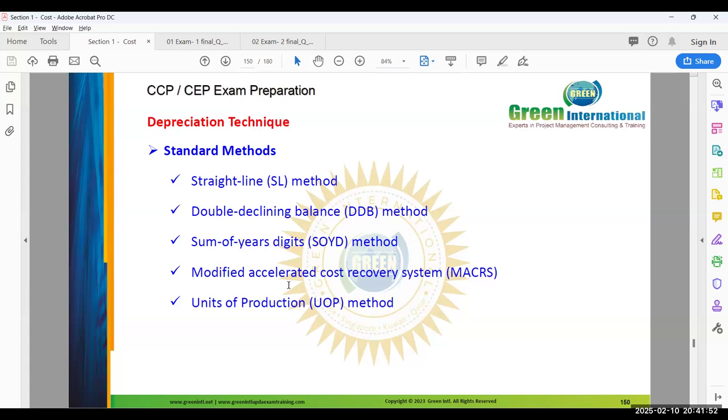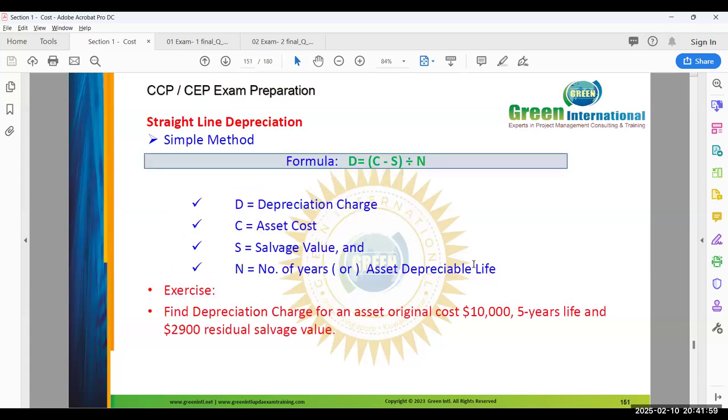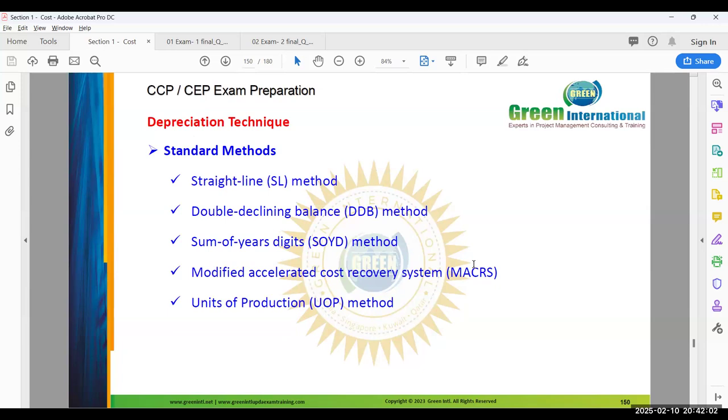In the early stage, we are taking more depreciation. Suppose earlier, how much did you calculate for this depreciation? $1 million is the purchase value, and 800,000 total is the maximum depreciation value. Per year, how much is the depreciation? 800,000 divided by 10, that is 80,000.